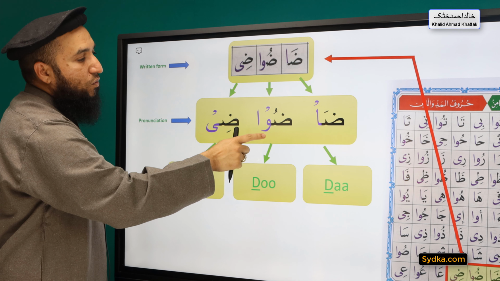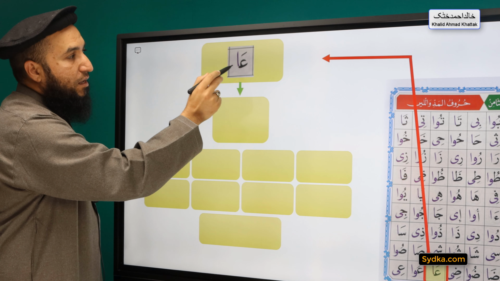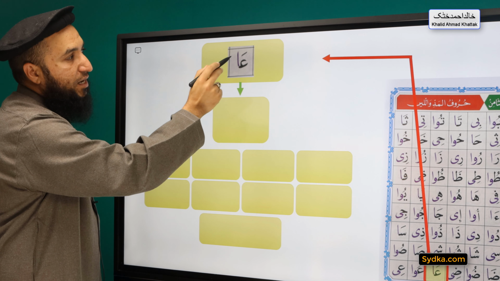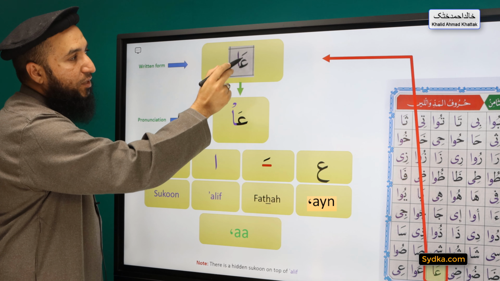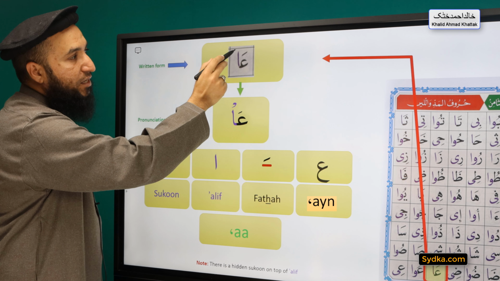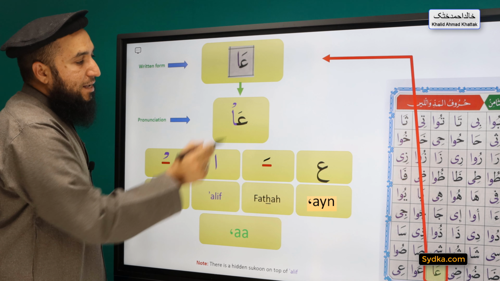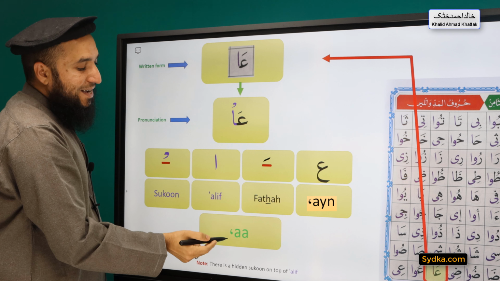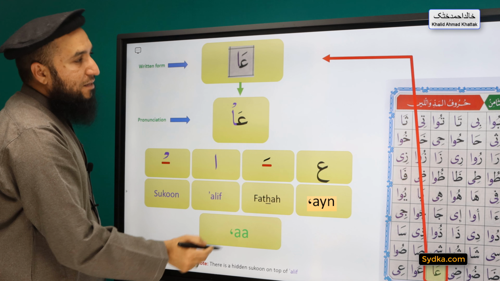Da, du. The next syllable we have is Ain Fatha Alif Sukoon. Ain is a light letter, it has Fatha on top of it, it is followed by Alif, and Alif has hidden Sukoon. Ain Fatha Alif Sukoon, A.